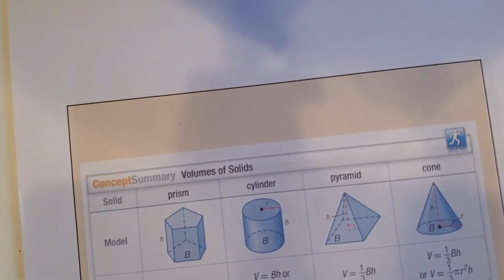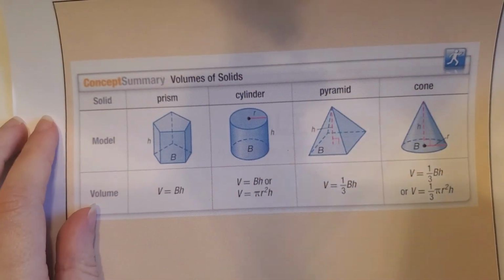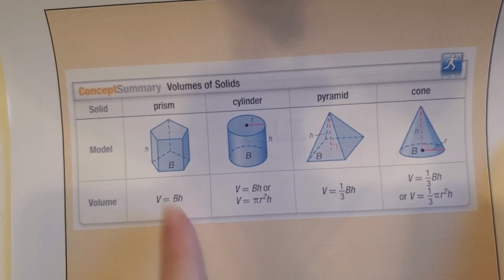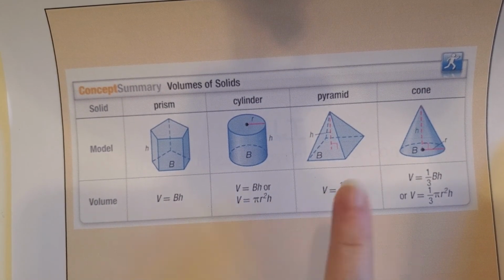And the only other thing here, I believe, is just a quick refresher of everything we've talked about in terms of volume. Prisms, cylinders, pyramids, and cones.